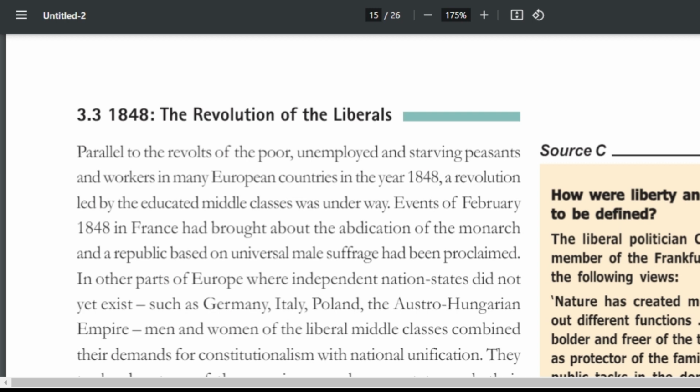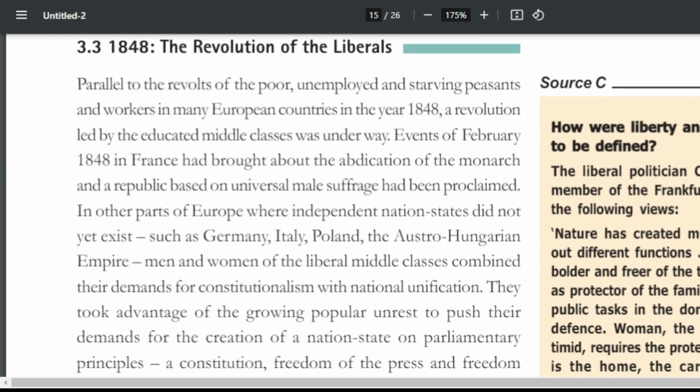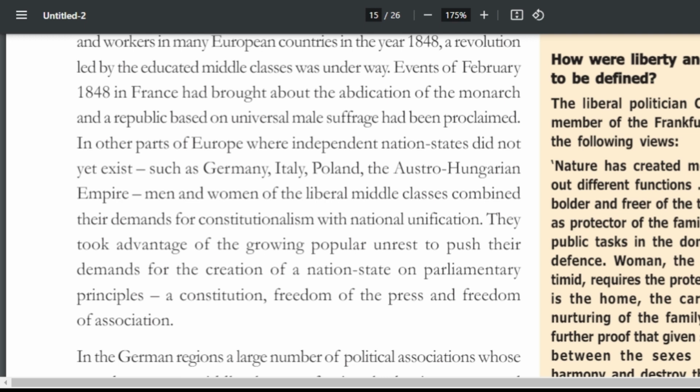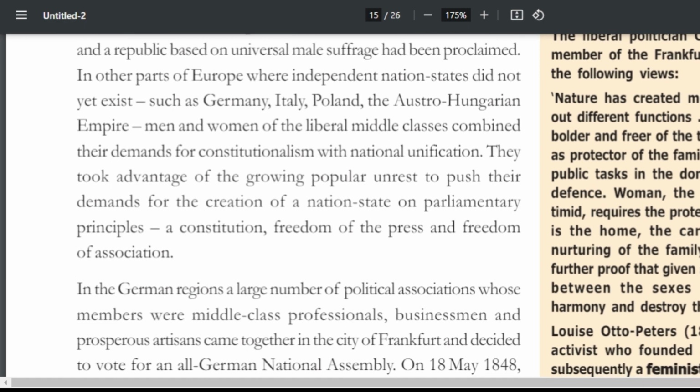Events of February 1848 in France had brought about the abdication of the monarch, and a republic based on universal male suffrage had been proclaimed. In other parts of Europe where independent nation states did not yet exist, such as Germany, Italy, Poland, and the Austro-Hungarian Empire, men and women of the liberal middle class combined their demands for constitutionalism with national unification. They took advantage of the growing popular unrest to push their demands for the creation of a nation state.